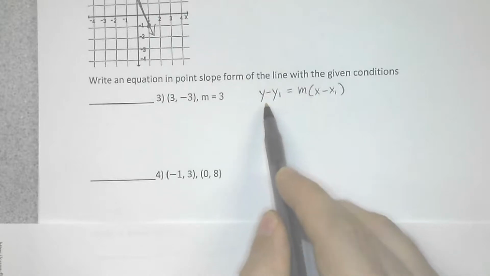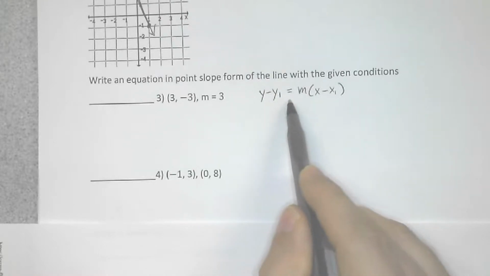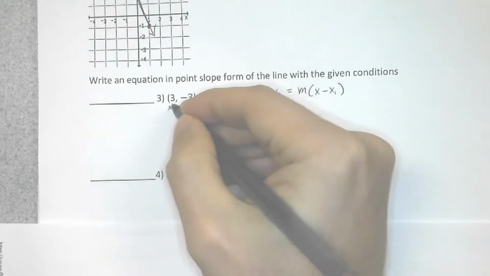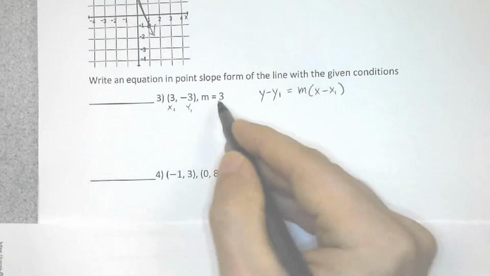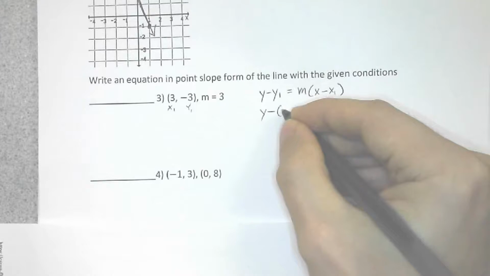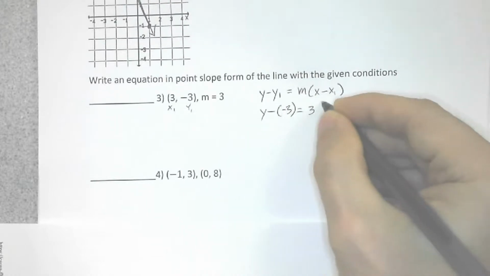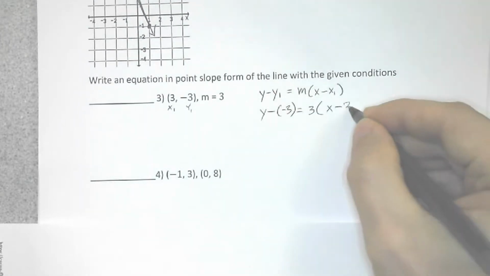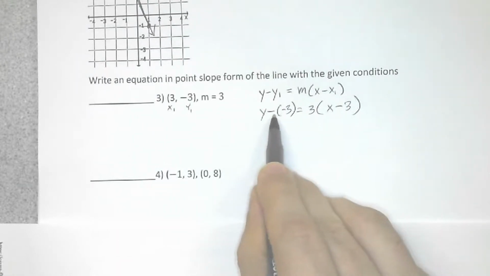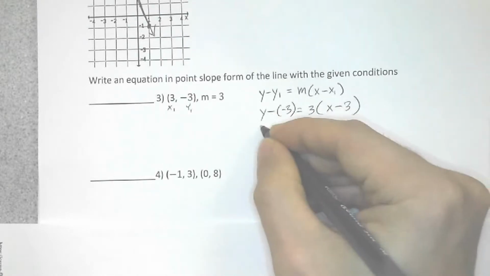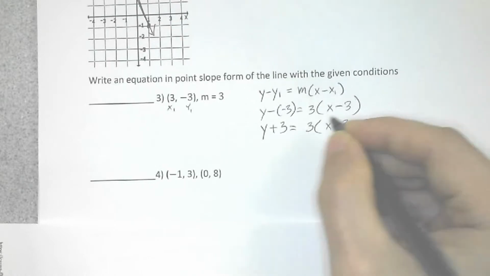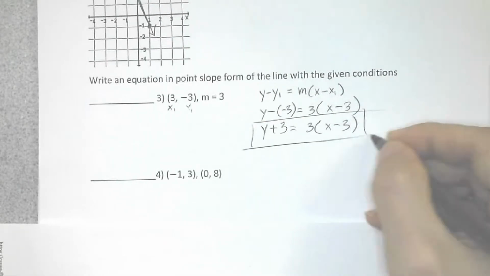Alrighty, now remember that point slope form, y minus y1 equals slope times the difference of x and x1. Now, I can label this if I want to, x1, y1, there's my slope. It's literally just filling in the blanks. Y minus, y1 is negative 3, slope is 3, x minus, and my x1 is 3. Be careful, do not forget the negative signs when you have them. Still not done because I can simplify this. Subtracting a negative, same thing as adding. So this would be y plus 3 equals 3 times x minus 3. And now I am finished.